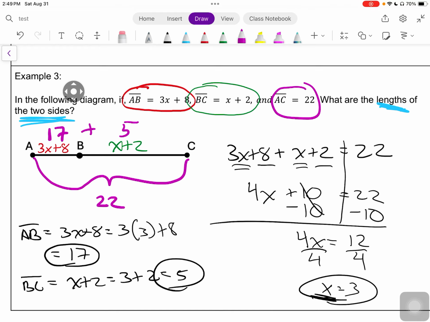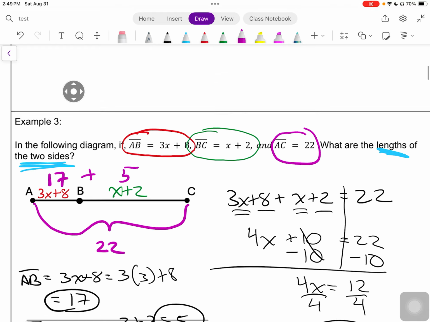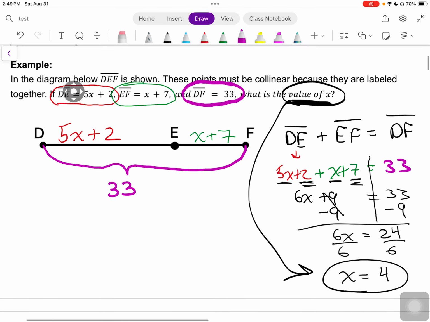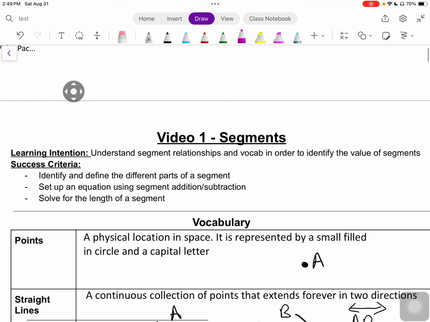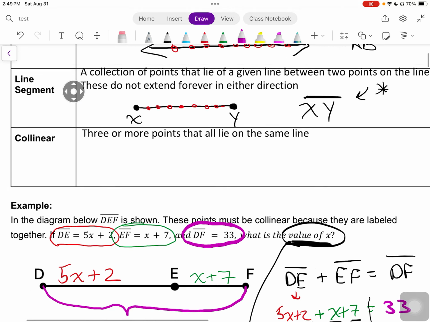Again, going back up to the success criteria from before, make sure if you need to watch this video again, you really focus on these three things. Can you identify the different parts of the segment? Can you set up the equation? And then at the end, can you solve? Those are our three big keys as we go through this video.